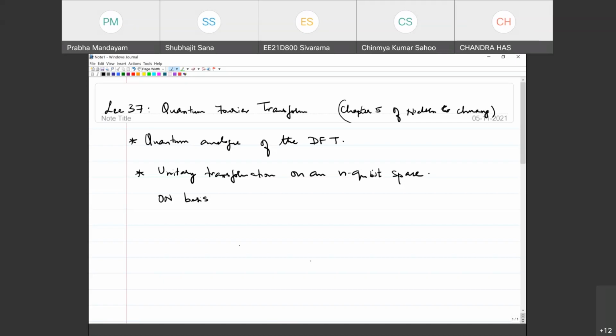So if you have some orthonormal basis, which could be, for example, your computational basis, right? So the idea is this capital N is 2 to the n. If I have an n-qubit space, the dimensionality is 2 to the n, and that's what we are denoting as capital N, okay?